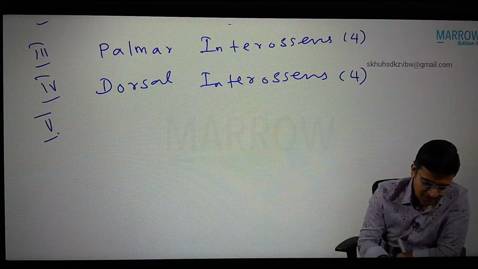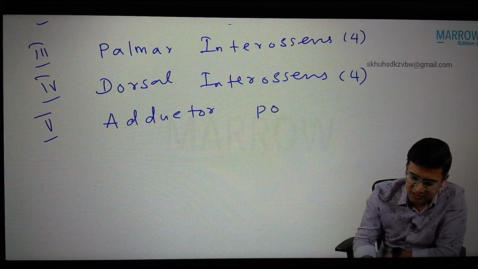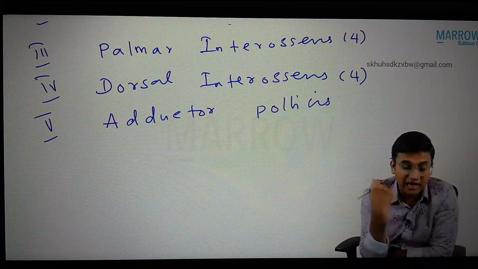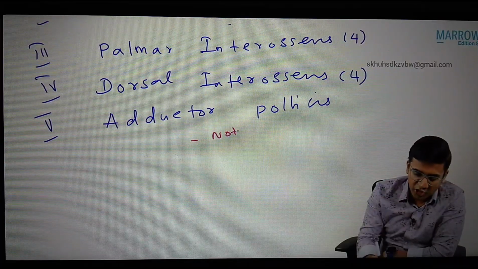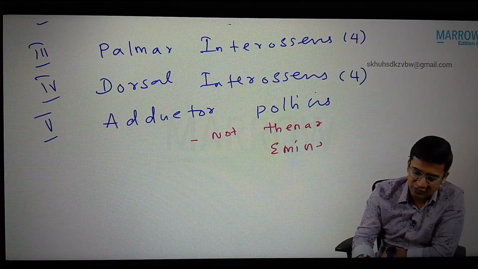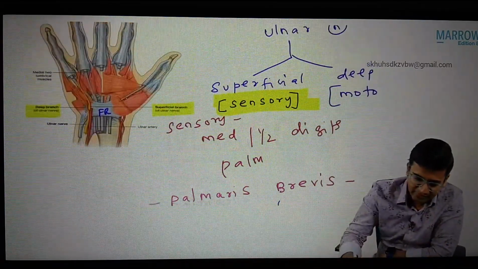So, one last muscle, adductor pollicis muscle. It is supplied by the deep branch of ulnar nerve, not median nerve. Adductor pollicis is not a thenar eminence muscle. Thenar eminence is formed only by 3 muscles. Okay. Now, see the diagram.